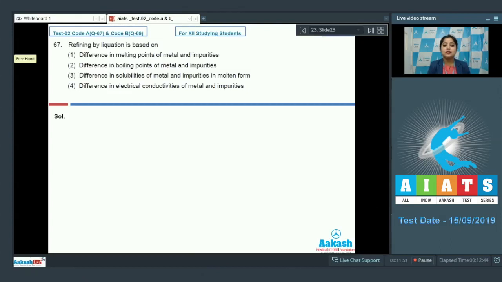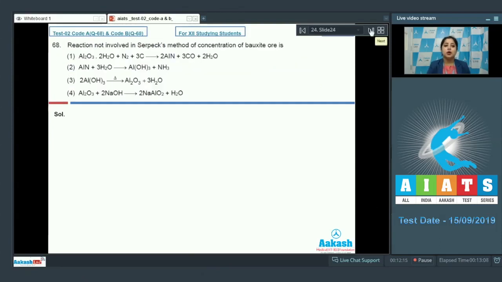Class, as we have already discussed liquation, it is a process of refining in which the melting point of impurities is higher than that of the metal. We can say that difference in melting point of metal and impurities must be there. So class, the correct answer is option number 1. Let's move to our next question, class, which is question number 68. Class, let's start the question.